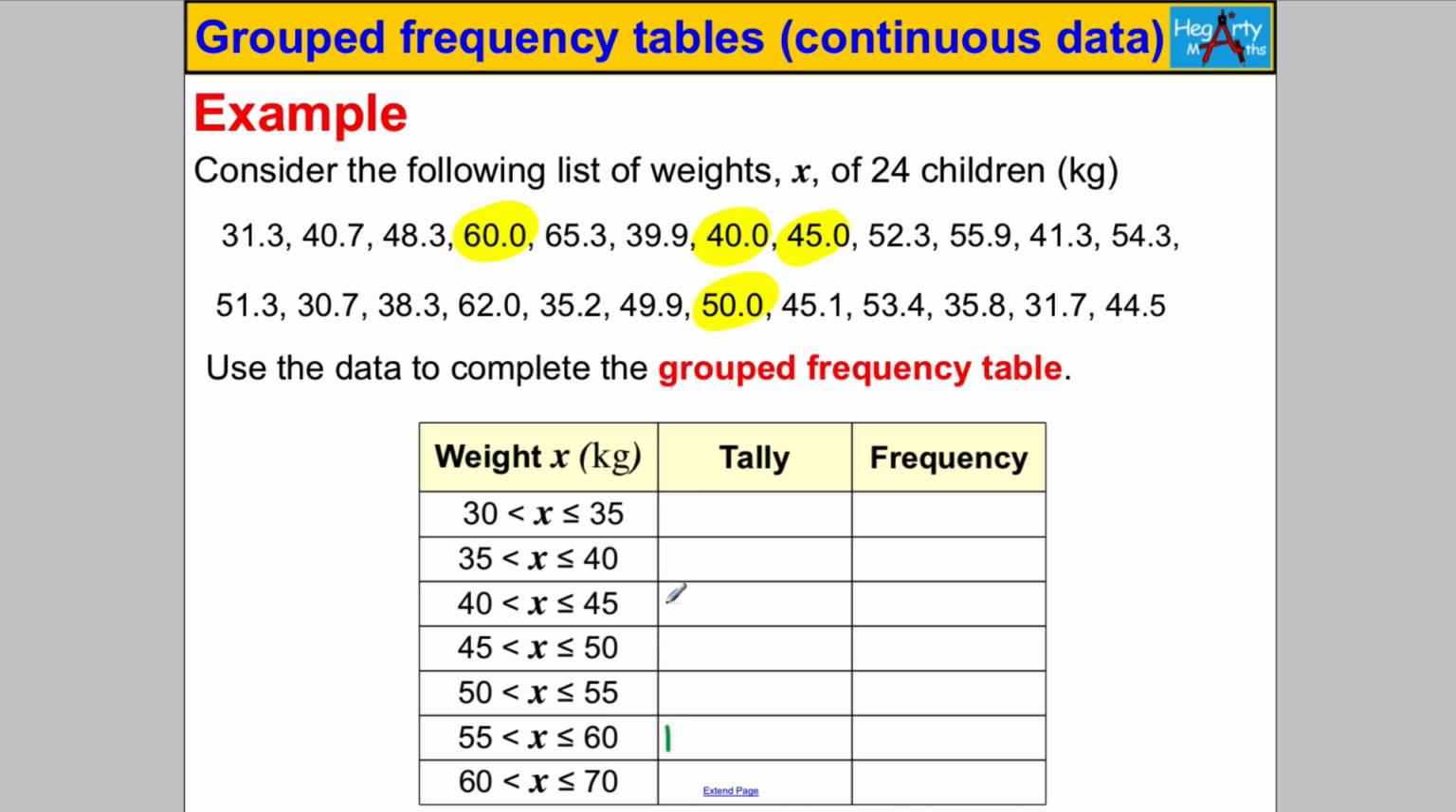With 40, does it go here or here? Well, it would go here this time, because x can be less than or equal to 40. 45 in this case would go here, and 50 in this case, would it go here or here? Well, hopefully you can see it would go here. And all the other ones I will fill in from now.